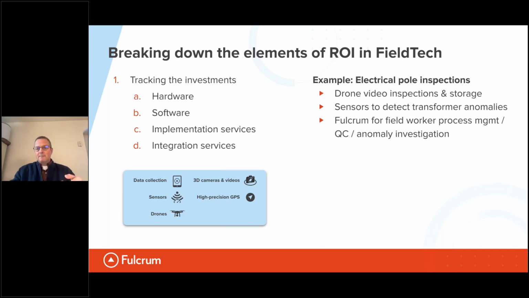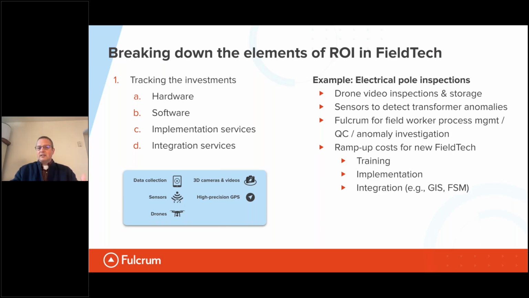When Fulcrum is in play, often we've got trucks rolling, and we want to make those trucks rolling be as efficient as possible. Not only do we have to think about the individual costs associated with each of these things, but we want to ramp up. We need to consider that there's going to be ramp up costs. I need to be able to train people. I need to be able to implement whatever video system I've got. I need to be able to train teams on using the drones and using the AI inspection capability. I need to manage that implementation. And I need to integrate this stuff as well.